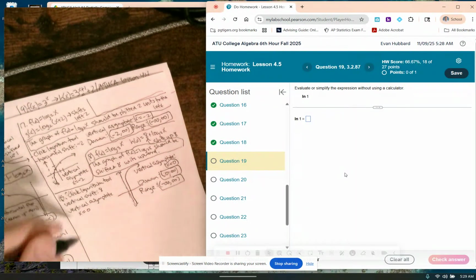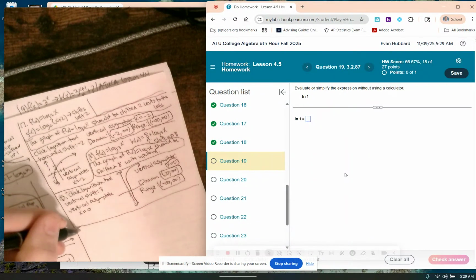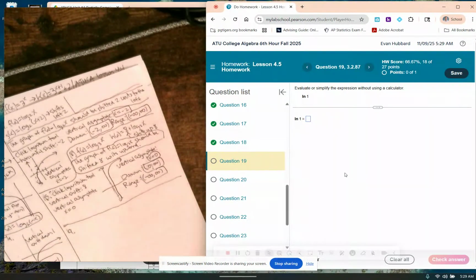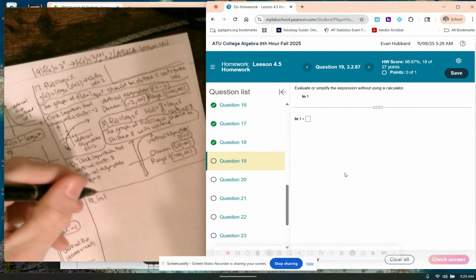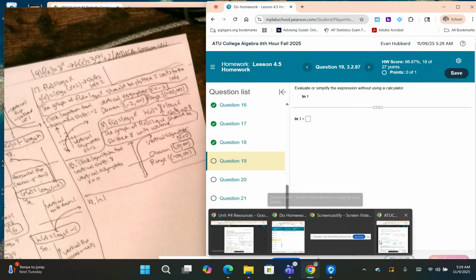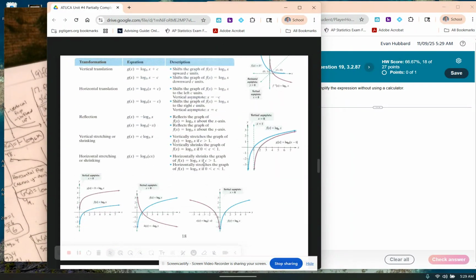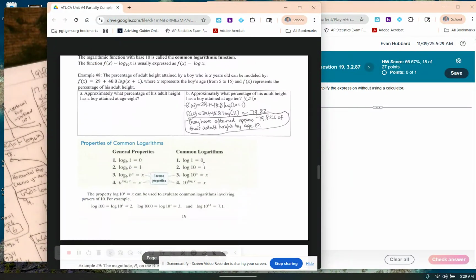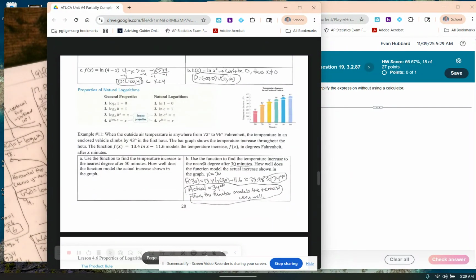All right, so now let's look at these. 19, we have ln of 1. I can get my notes back out for this. This would be better if I showed you in the notes. So ln of 1 is just equal to 0.